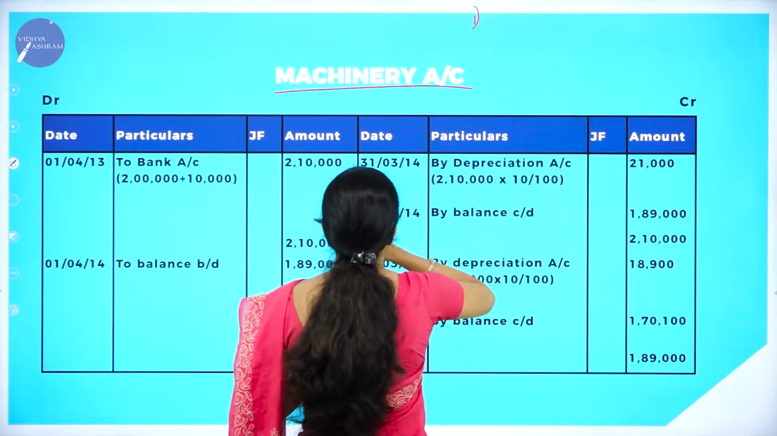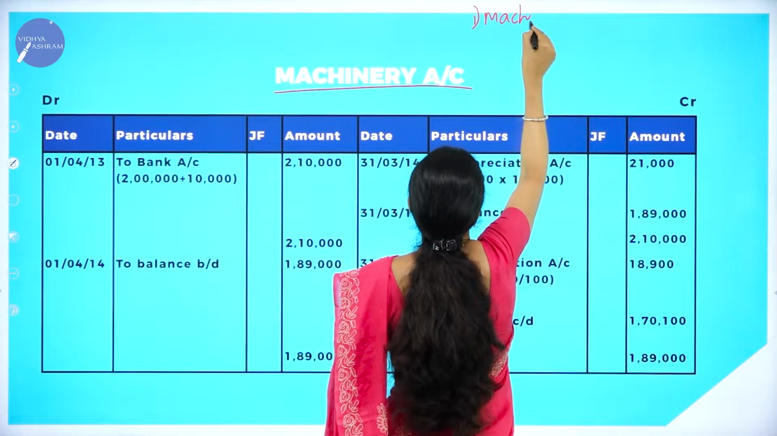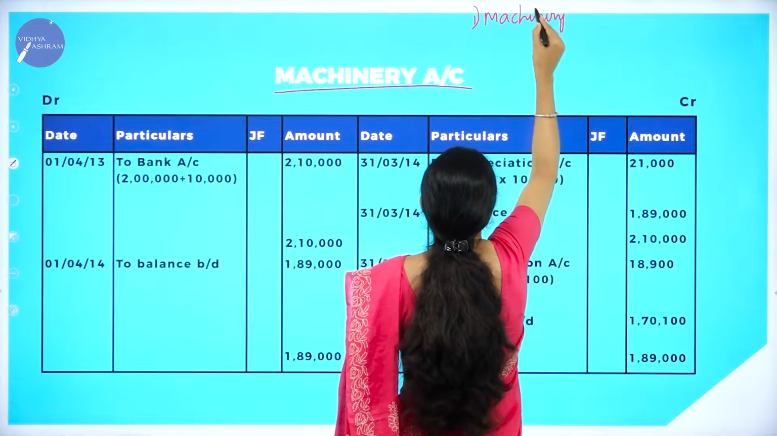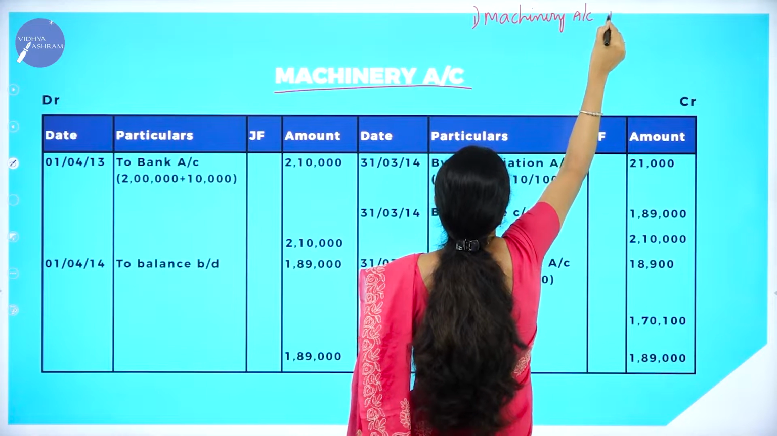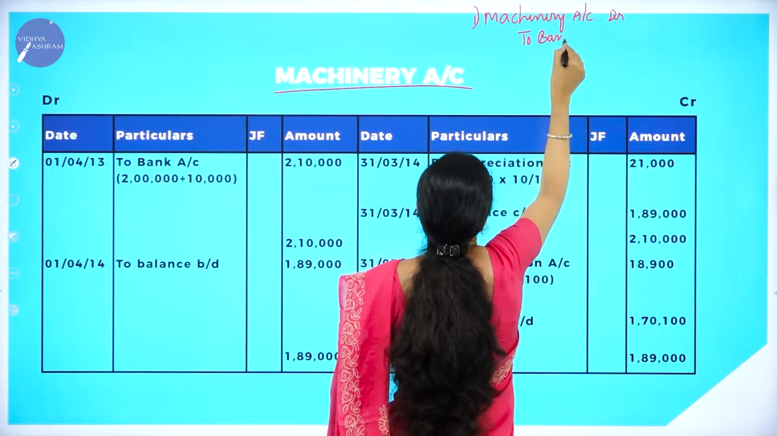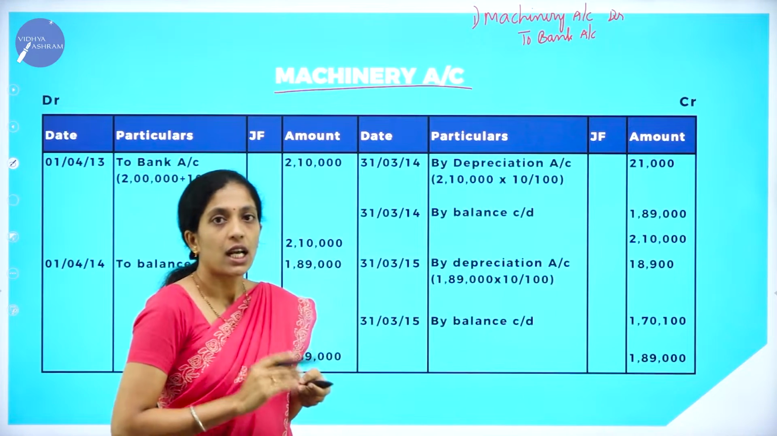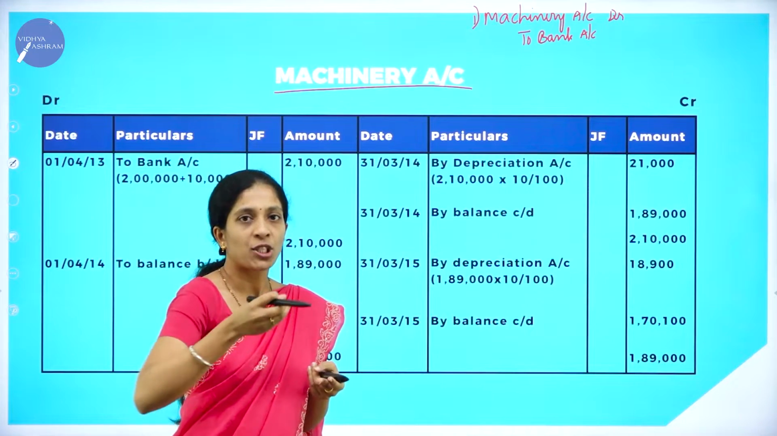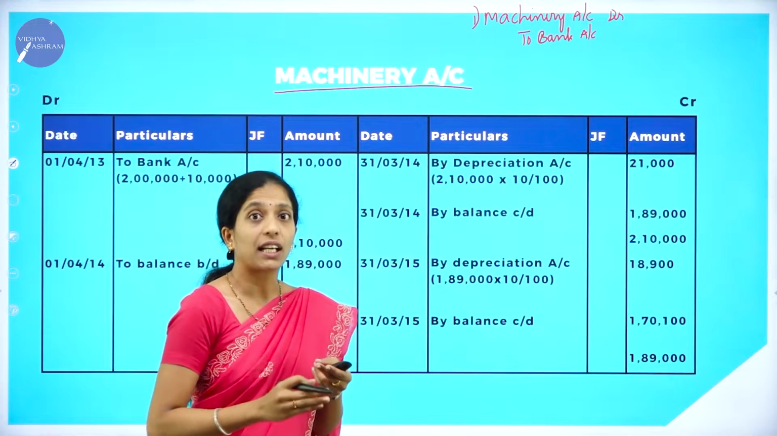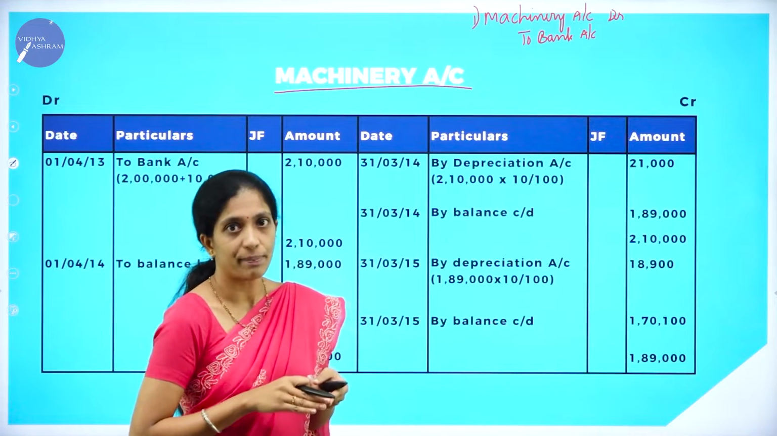The first entry is for purchase of asset. Here the asset is machinery. So what is the entry? Machinery account debit to bank account. This is the first entry for purchase of machinery. Why are we debiting machinery? Because machinery comes to the business. And why are we crediting bank? Because bank or cash goes out of the business.